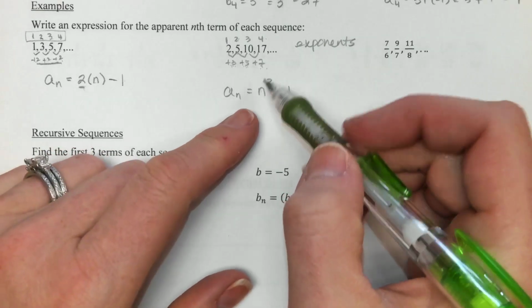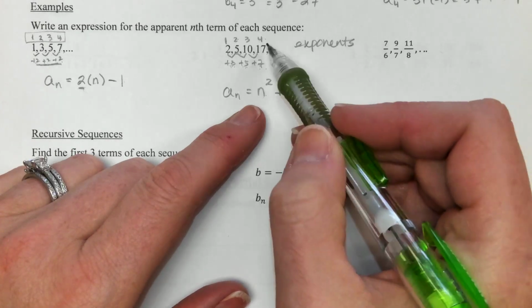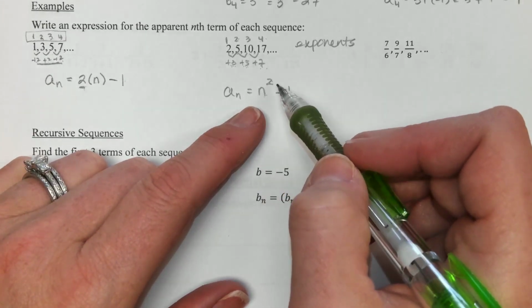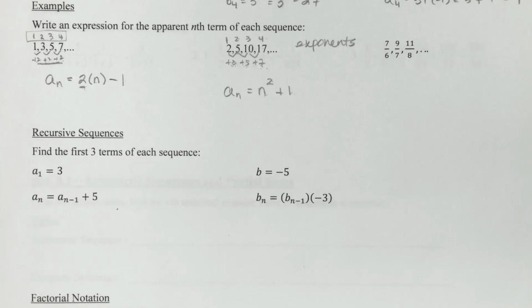So I'm just going to check it to make sure. 4 squared is 16, plus 1 is 17, that works. 3 squared is 9, plus 1, that's 10, that works. So it looks like I came up with a possible solution.